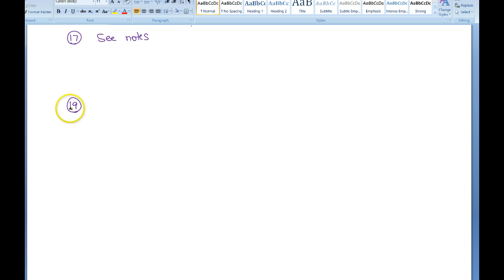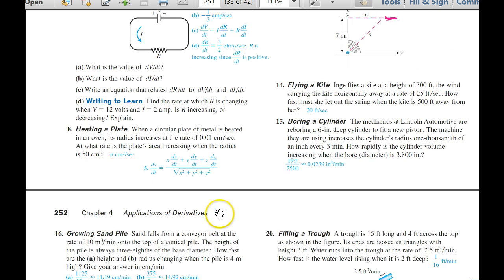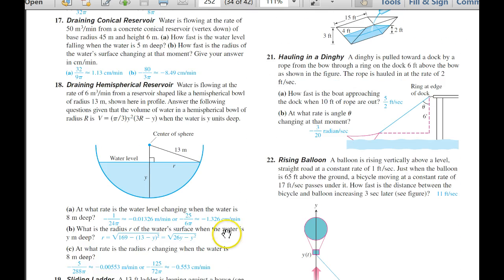Is that where we had trouble? Just 19, finally. So I can skip right to C? No, you should do all of 19. Here, let me copy and paste my picture here.